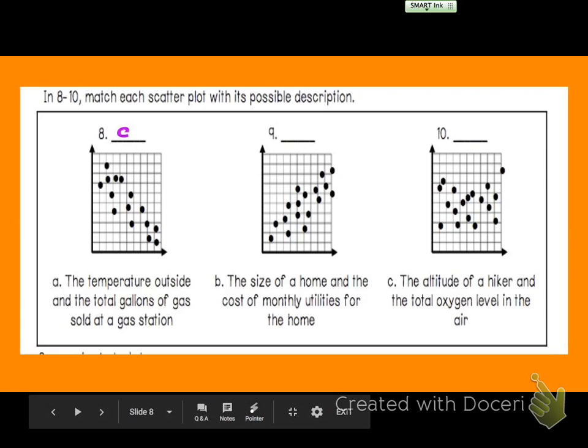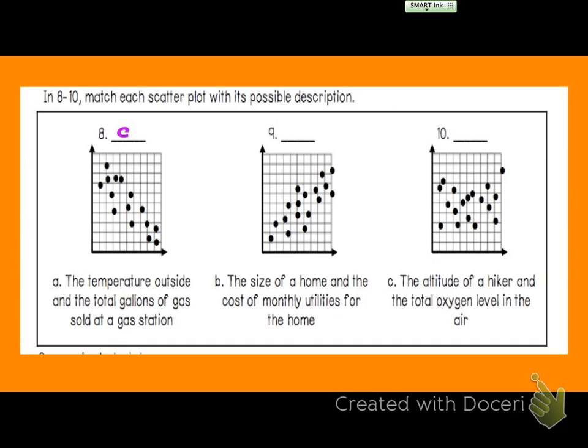Now, 9 would be what? B. 9 would be B, because as the size of your home is increasing, obviously your monthly utility bill is going to increase.